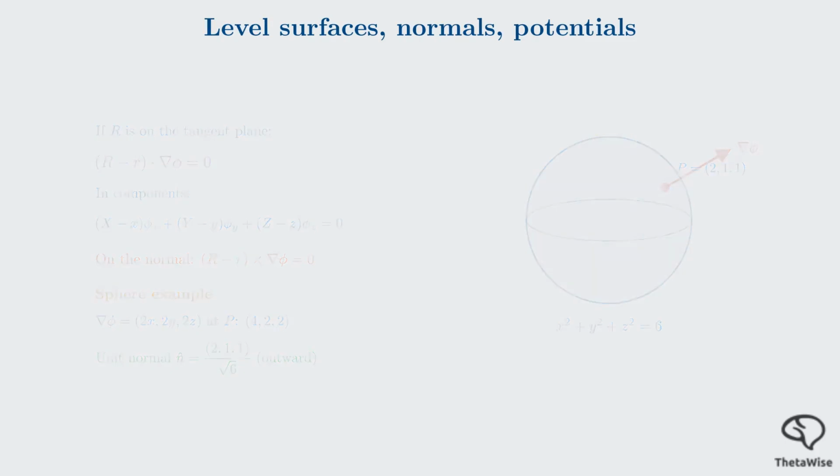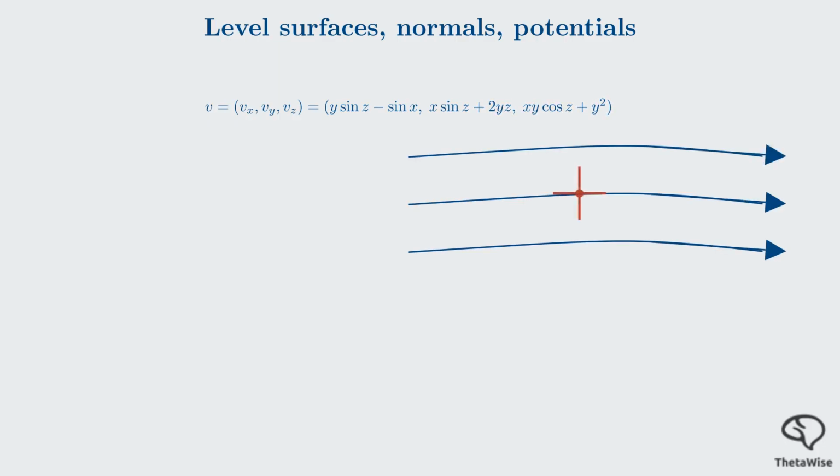For a fluid field, curl tells us whether the motion rotates. In example 15, the velocity components are y sine z minus sine x, sine z plus 2yz, and xy cosine z plus y squared. Computing the three curl components gives 0 because the matching partial derivatives cancel pair by pair. Therefore, the motion is irrotational, and there is a potential phi with gradient equal to the velocity.